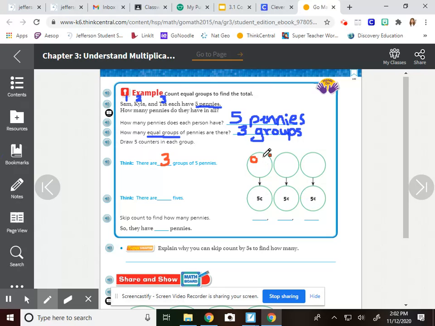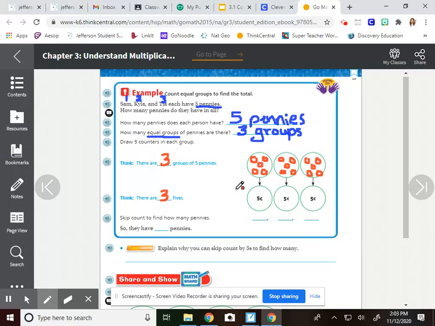So 1, 2, 3, 4, 5. This shows how many pennies Sam has. Another group of 5. 1, 2, 3, 4, 5. This shows how many pennies Kyla has. Another group of 5. 1, 2, 3, 4, 5. Shows how many pennies Tia has. Okay, so there are 3 groups, 5 pennies each, so there are 3 5s.